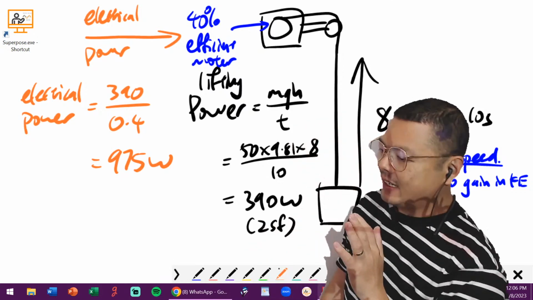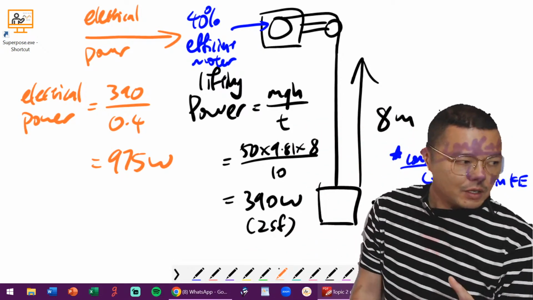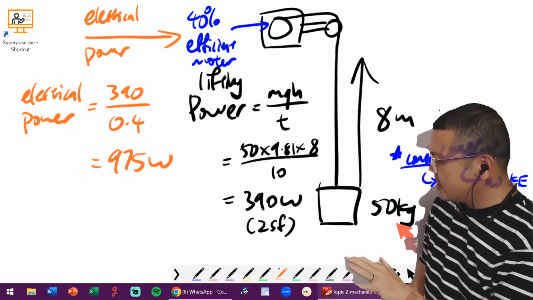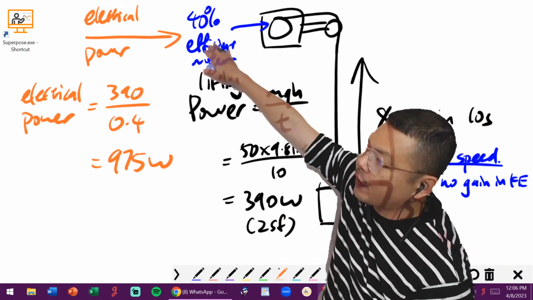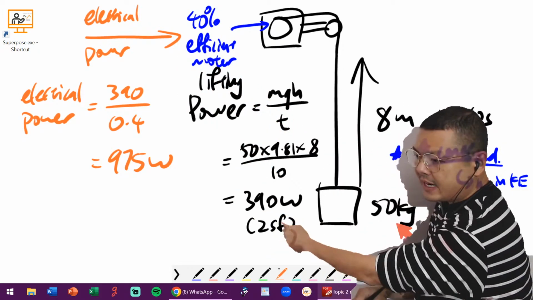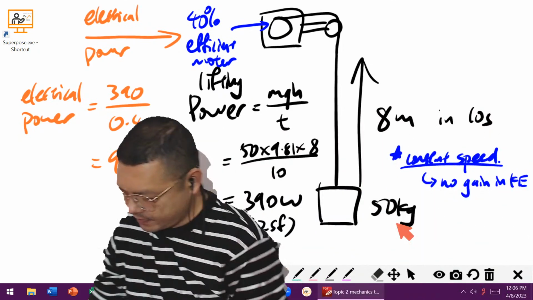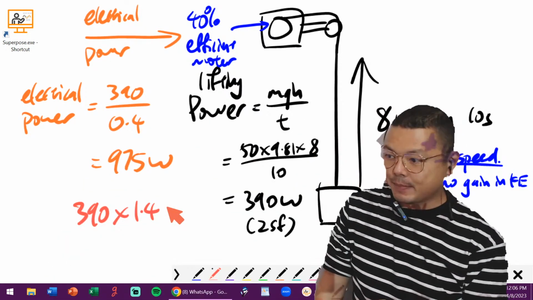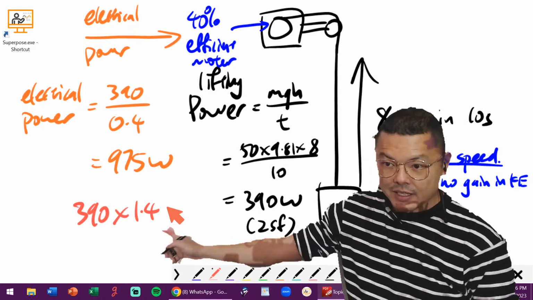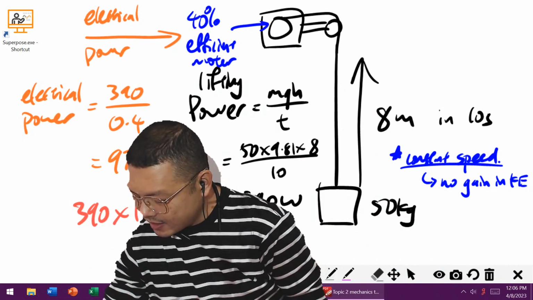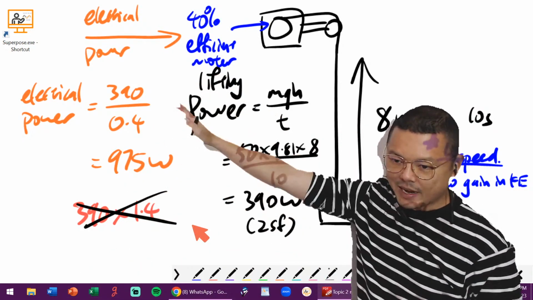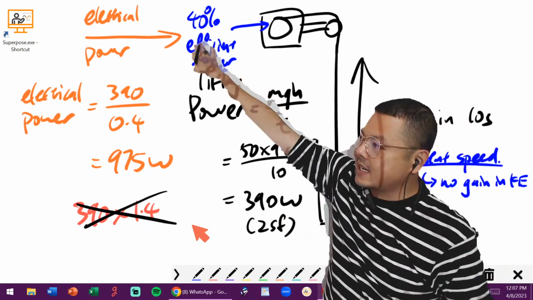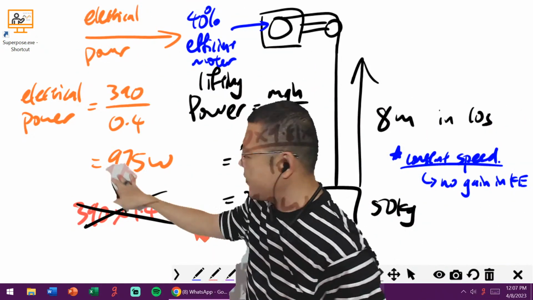What I'm going to do is show you how some students make careless mistakes. If you tell me that it's 40% efficient, some students do this: they take 390 times 1.4, because they think they need to add on the 40%. This is wrong. You must understand why this is wrong. This is literally primary school math, percentages. So 390 is represented by the 40%. 40% of the motor input is 390. So the question is, what's the input? The input will be 975.